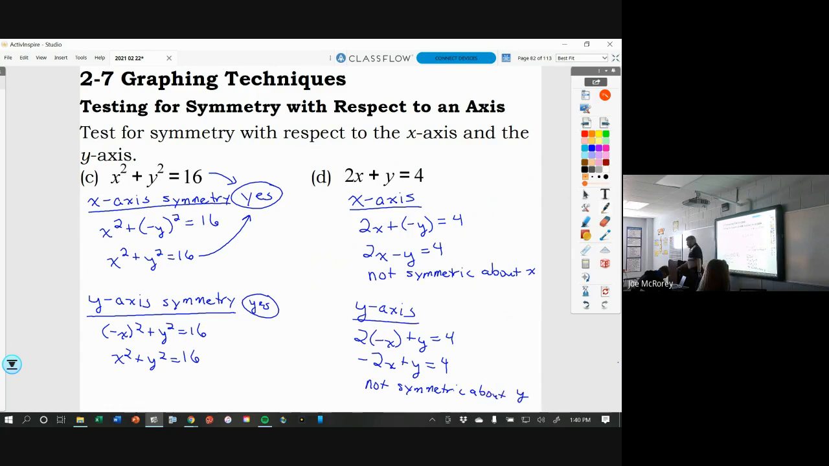Okay, so we saw 4 different problems. One was symmetric about x, one was symmetric about y, one was symmetric about both, and one's not symmetric at all. No other options, right? Any questions on this symmetry?